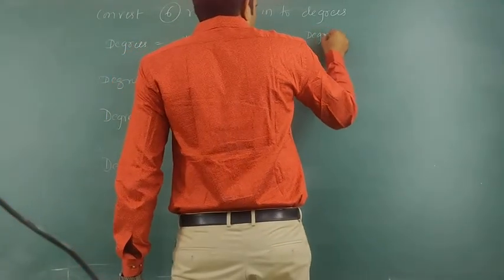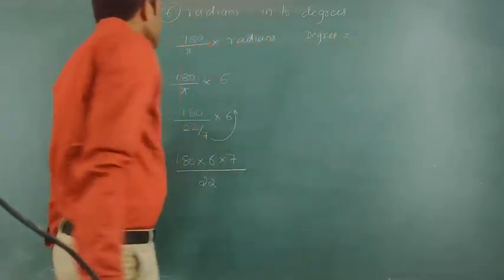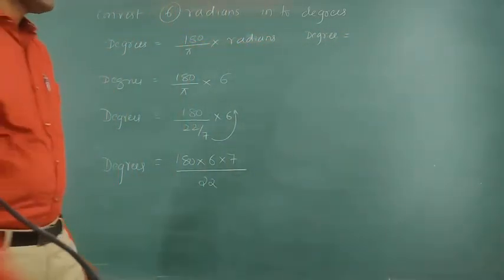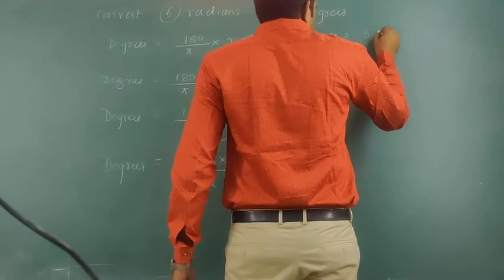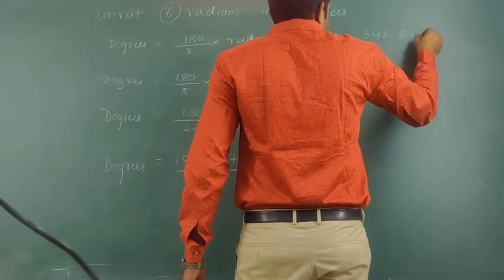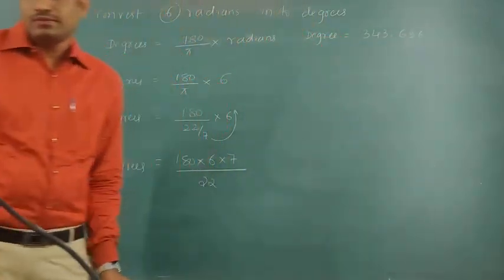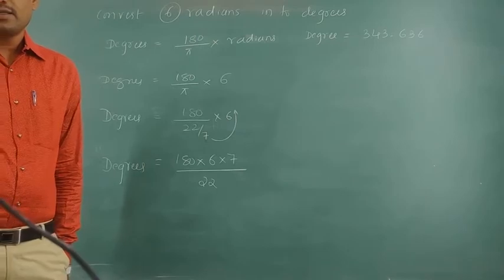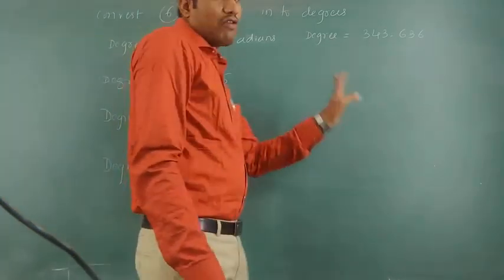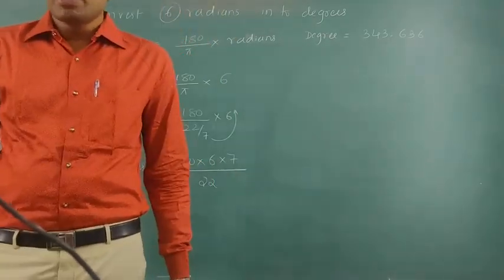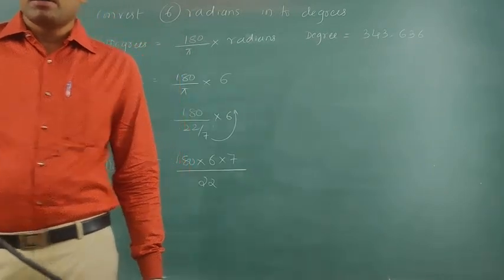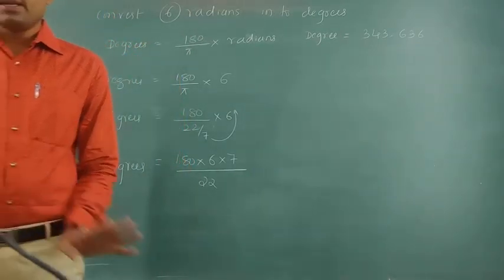343.636. Degree is equal to how much? 343.636. Right here. Now, the degree value is always a whole number. It cannot be a fraction. So 32.5 degrees does not exist.